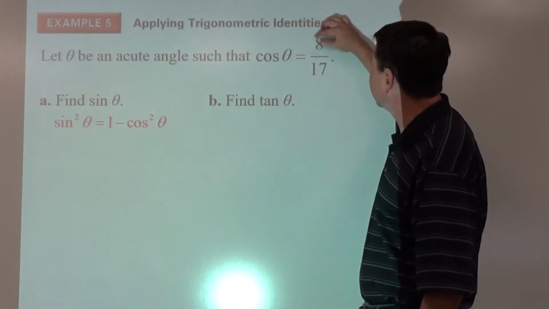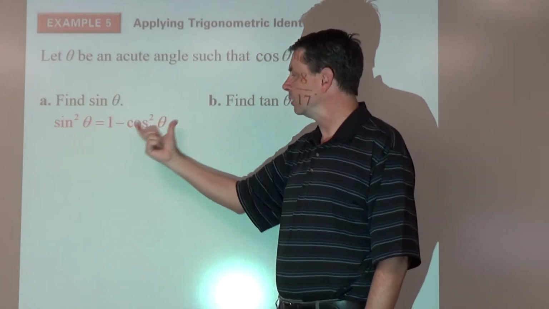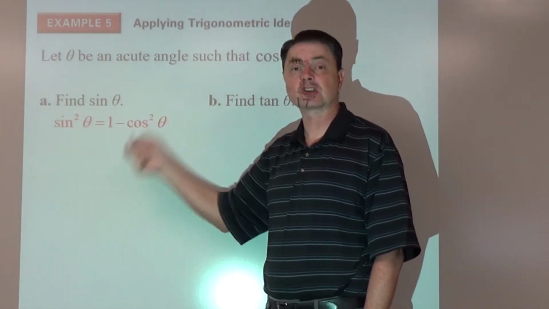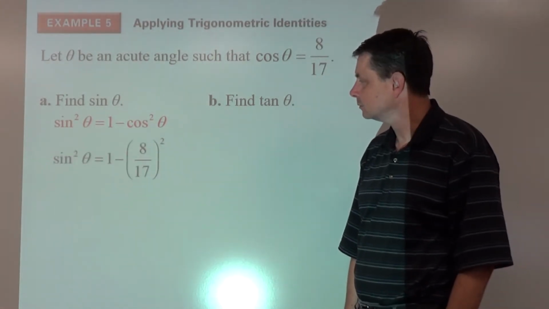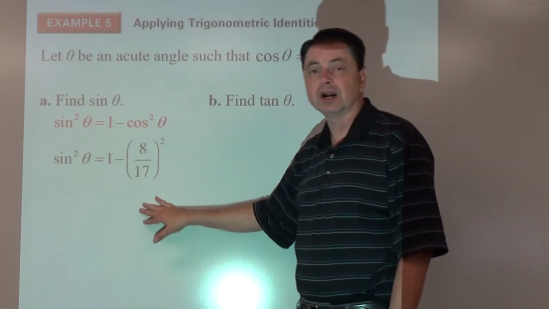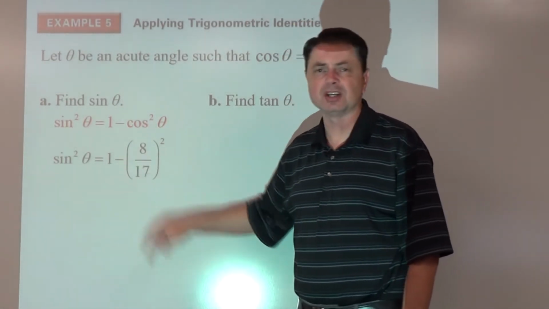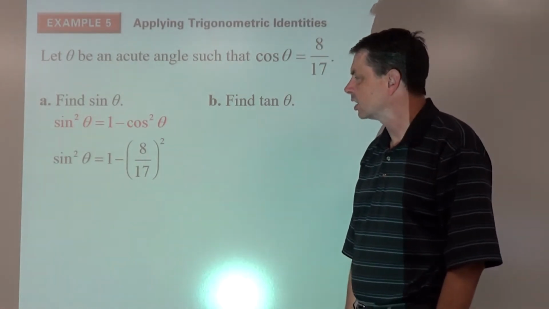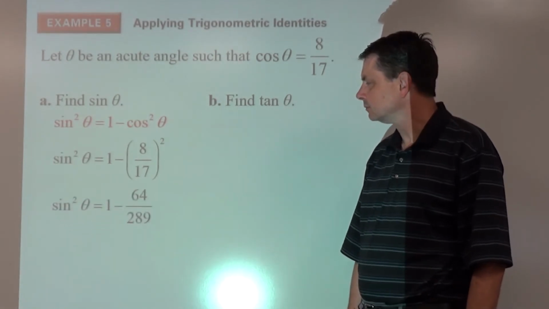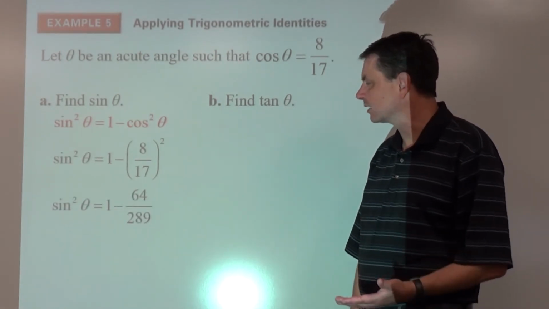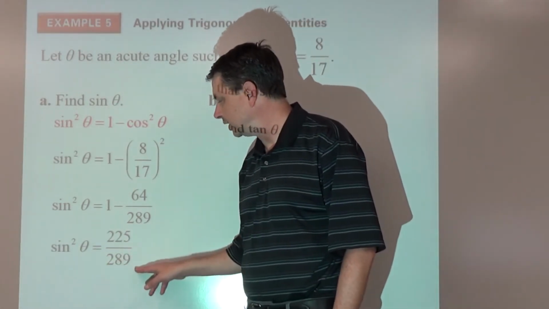So now we're ready to replace. We know that cosine of theta is 8 over 17, so we're going to put that here. Cosine squared theta means take cosine theta and square it, so we're talking about squaring the 8 over 17. We need to square that, numerator and denominator, and then get a common denominator to do the subtraction. The common denominator is, I think, 17 squared, which is 289. So if we now subtract those, sine squared theta is equal to 225 over 289.